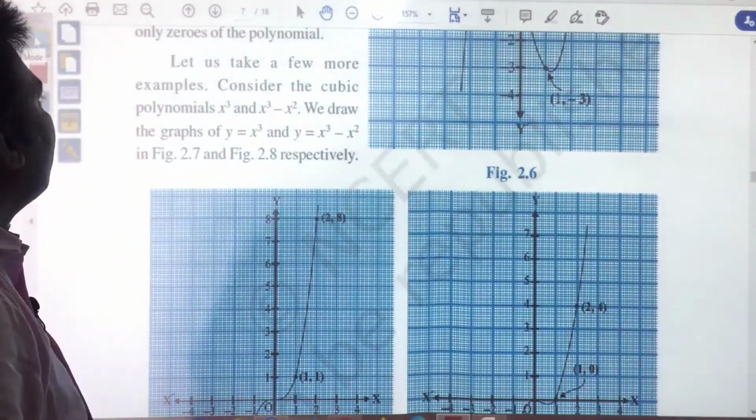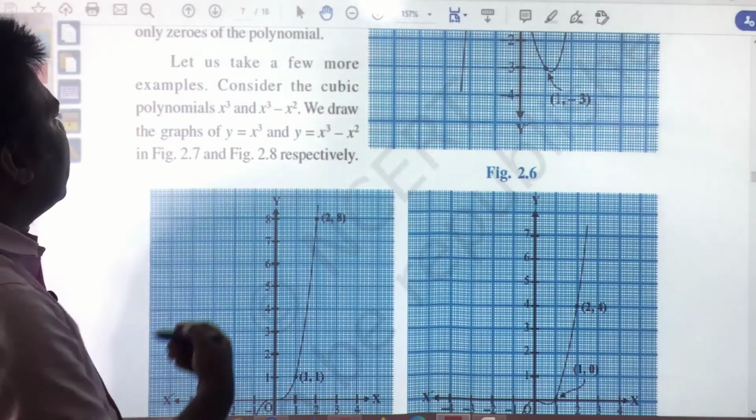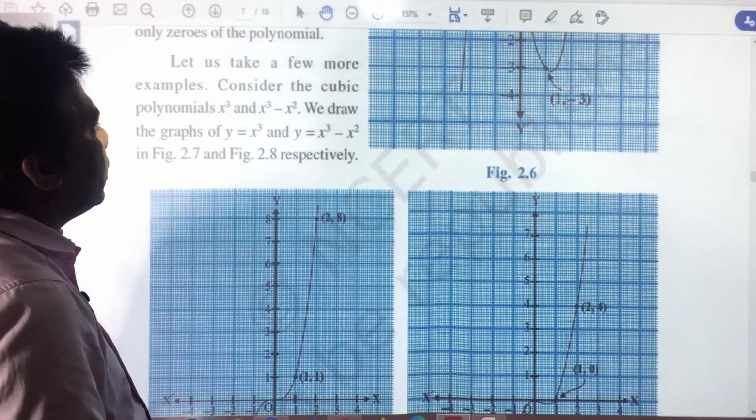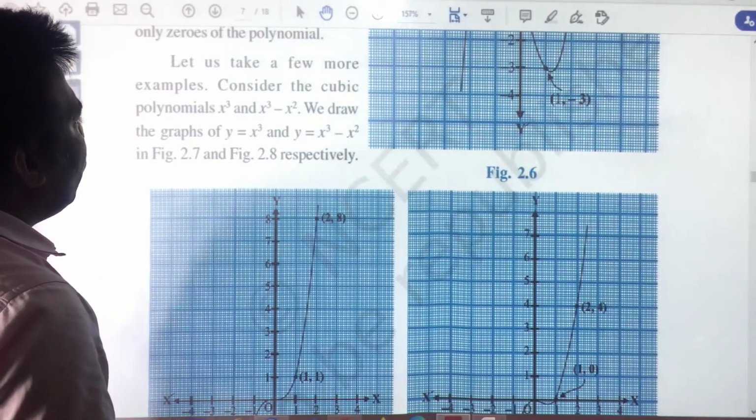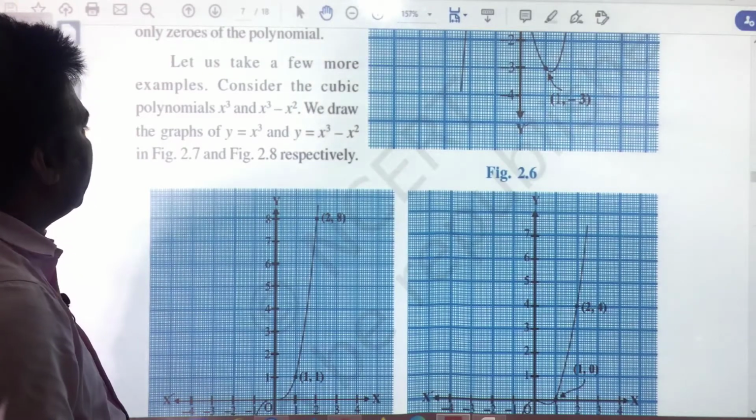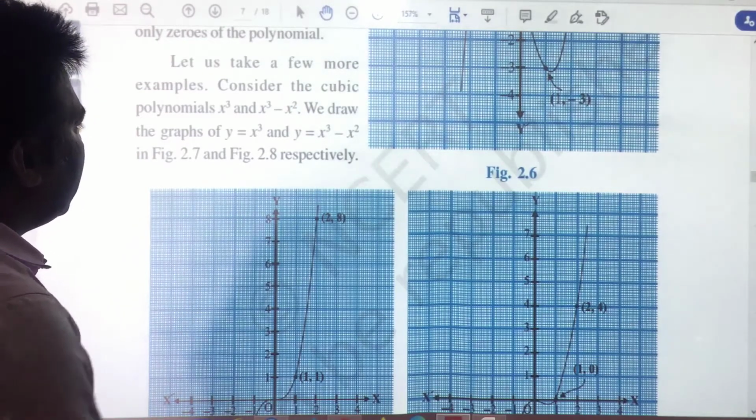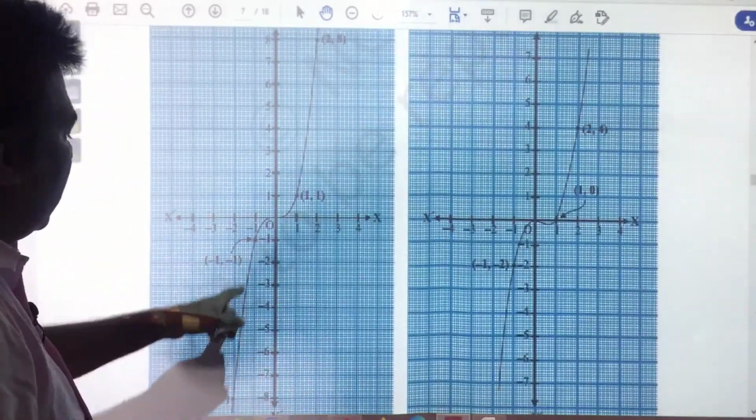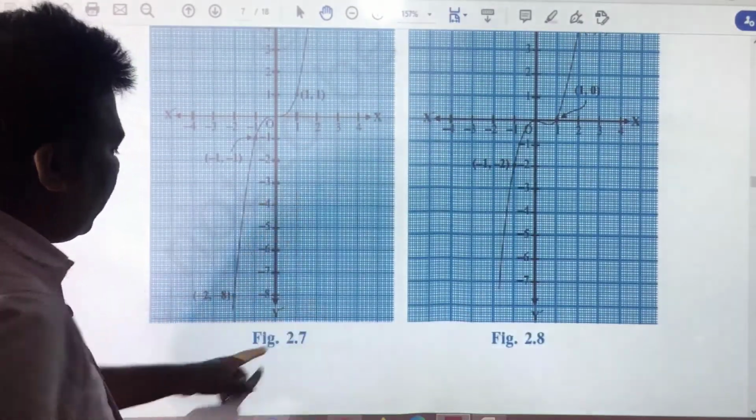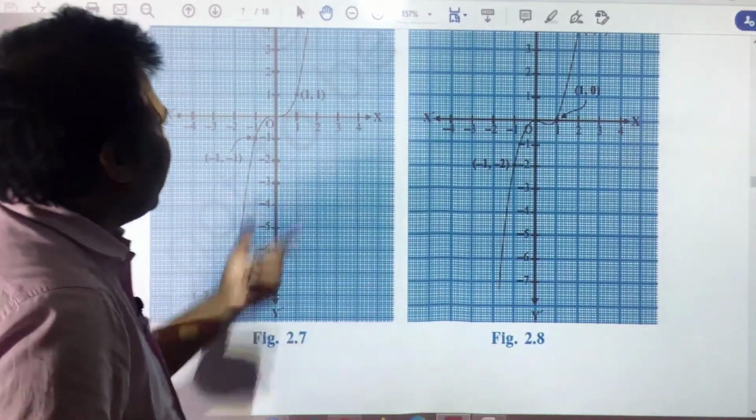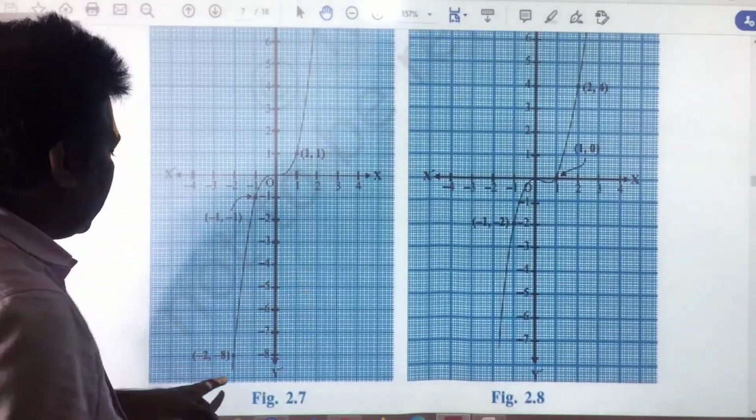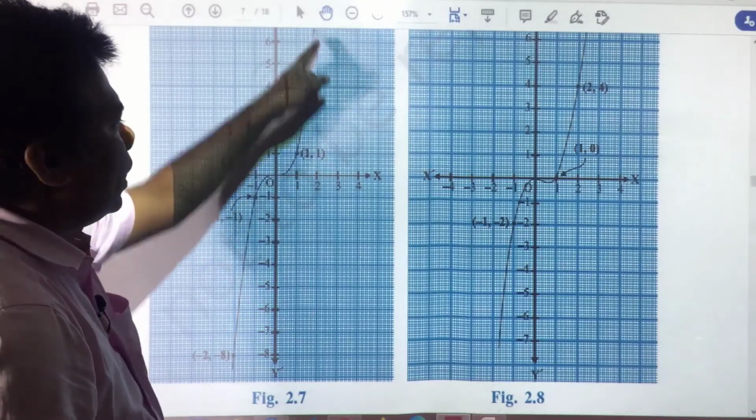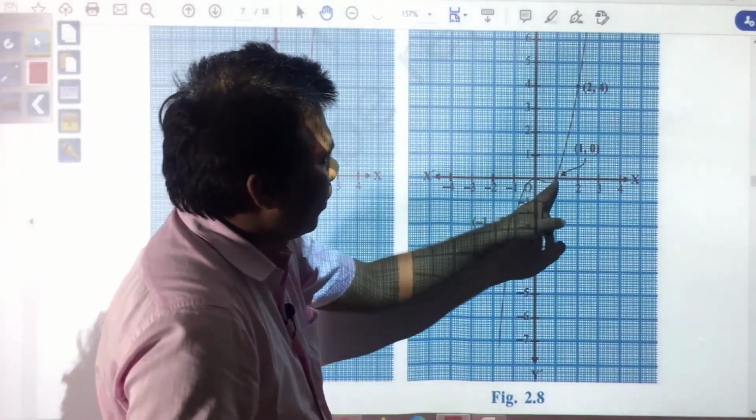Let us take a few more examples. Consider the cubic polynomials x cube and x cube minus x square. We draw the graphs of y is equal to x cube and y is equal to x cube minus x square in figure 2.7 and figure 2.8 respectively. Here you see these two figures, 2.7 and 2.8, and which type of graph you are getting. Here you see this graph, and another graph you have like this.